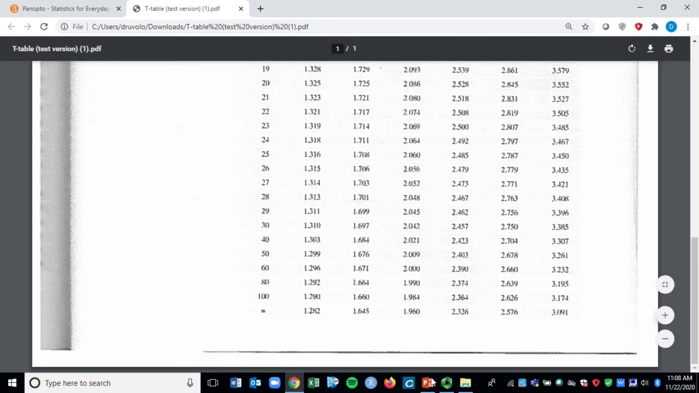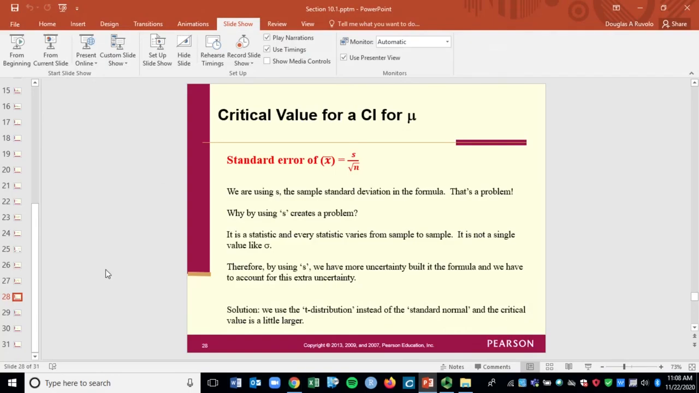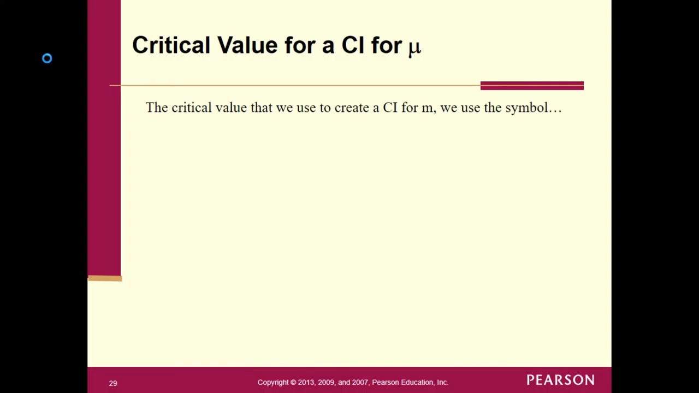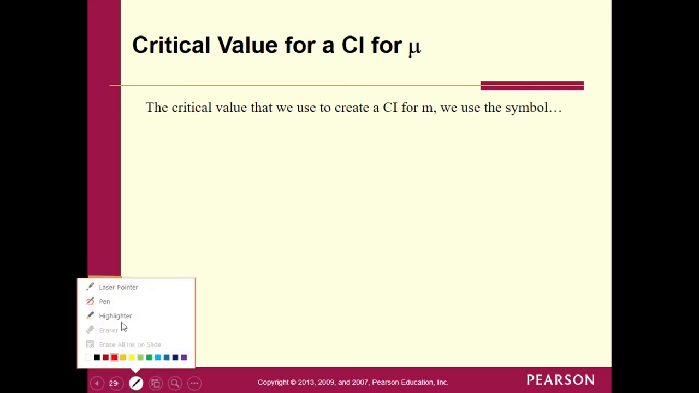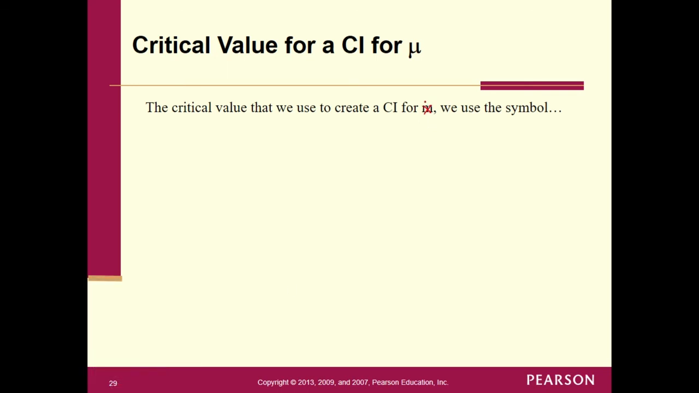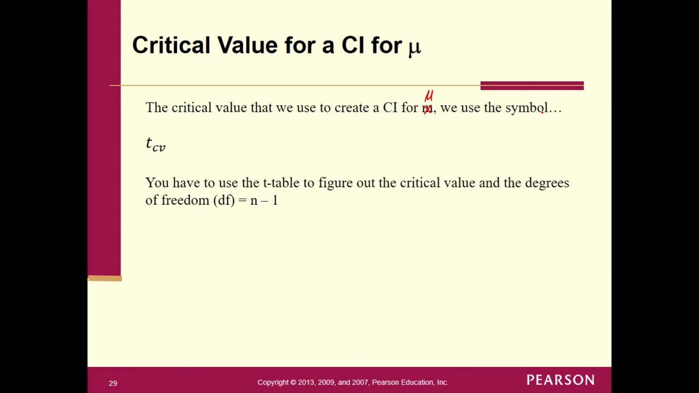The t-table. So the critical value, like I said, oh, hold on. I see that this one right here should be mu. I didn't change it over to a symbol. So when we're creating a confidence interval for mu, we use the symbol t with a little cv instead of z, because we're using the t distribution. So again, you have to figure out the critical values from the t-table, and the degrees of freedom is equal to n minus 1. Again, that is only when you're making a confidence interval for mu.